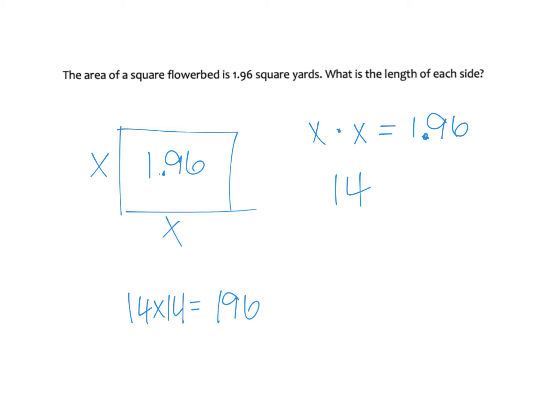Okay, so if I'm going to guess, I'll guess maybe 1.4 times 1.4. Okay, if I work that out, I get 1.96, and then let's look at the decimals. There's one spot here, one spot here. That means I'll move it 2 back, so 1.96. So I know that that's correct. So my answer is 1.4 yards.